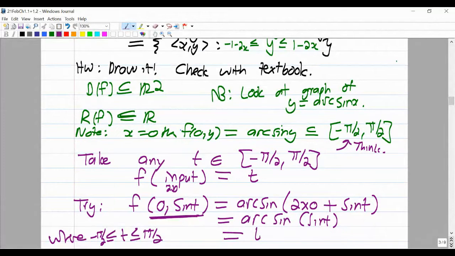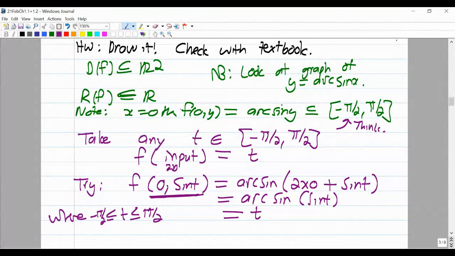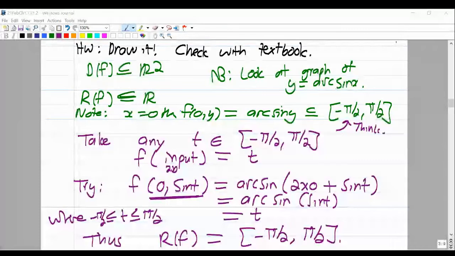So now we have shown for anything in this interval, we can find an input whose output is t. So thus, the range of this function is from minus pi over 2 to pi over 2. All right. So please redo these two examples. Not only should you know what a function of two or three or many variables is, but you should also be able to manipulate now domains and ranges with these kind of functions. All right?